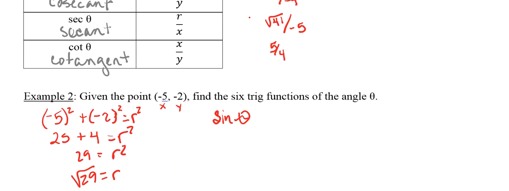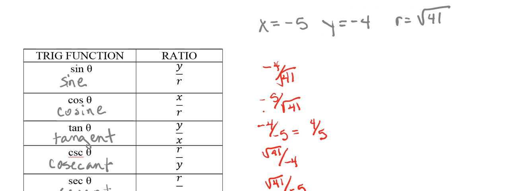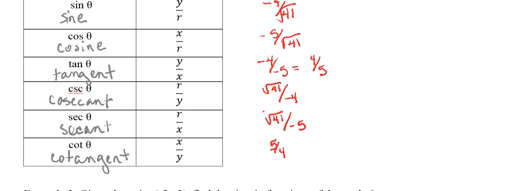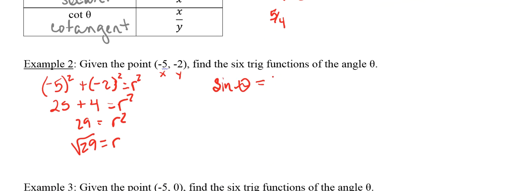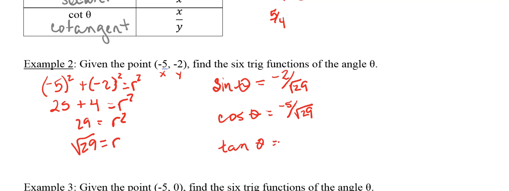So sine, if we look at our chart, is y over r. My y-coordinate is -2. My r is square root of 29. My cosine is x over r. x is negative 5 over r, which is square root of 29. My tangent is y over x. Y is negative 2. X is negative 5. I would make that 2/5.